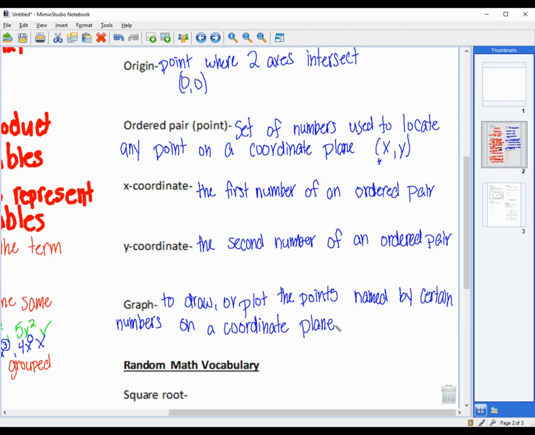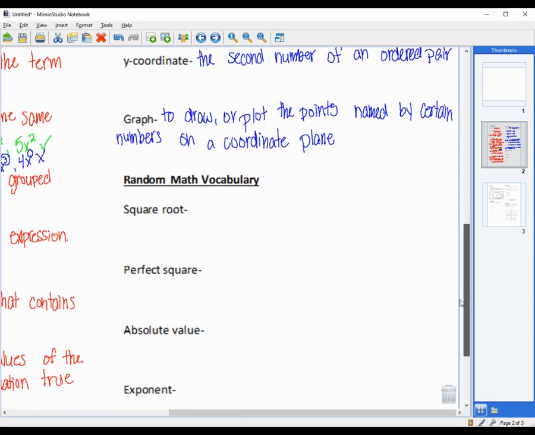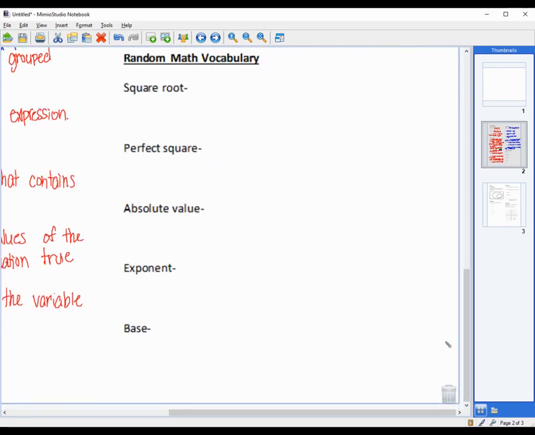Okay, apologize for my handwriting. At this point, it is getting a little rough. I'm trying to do my best for you guys. Moving on here. So random math vocabulary, just some random stuff here. Some things we're going to want to know.